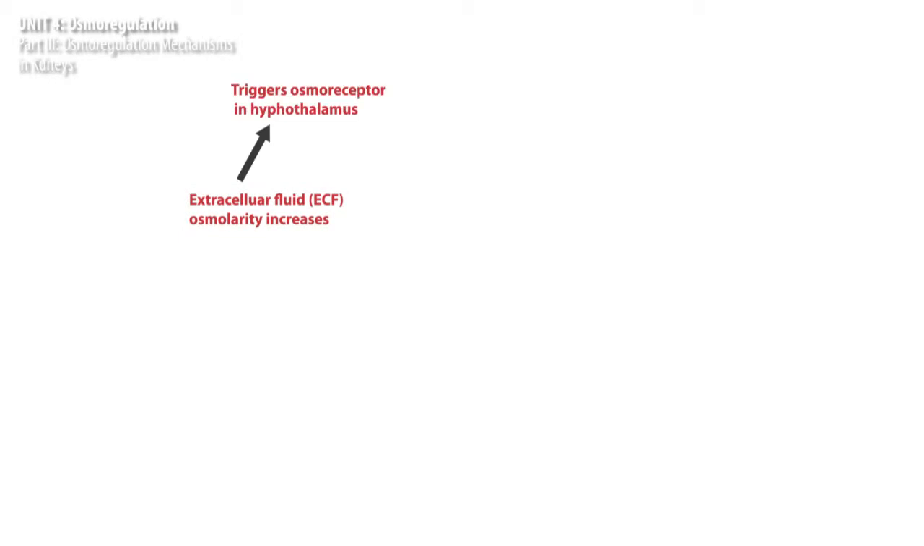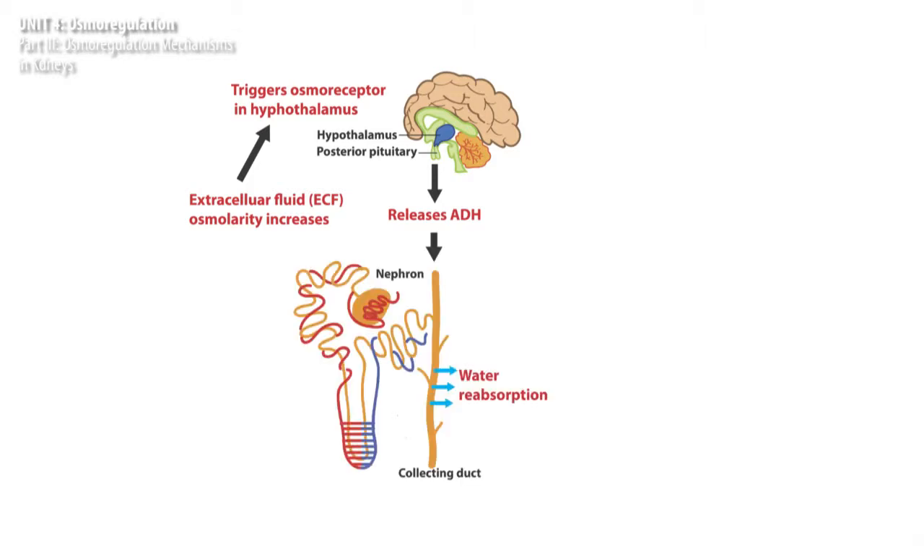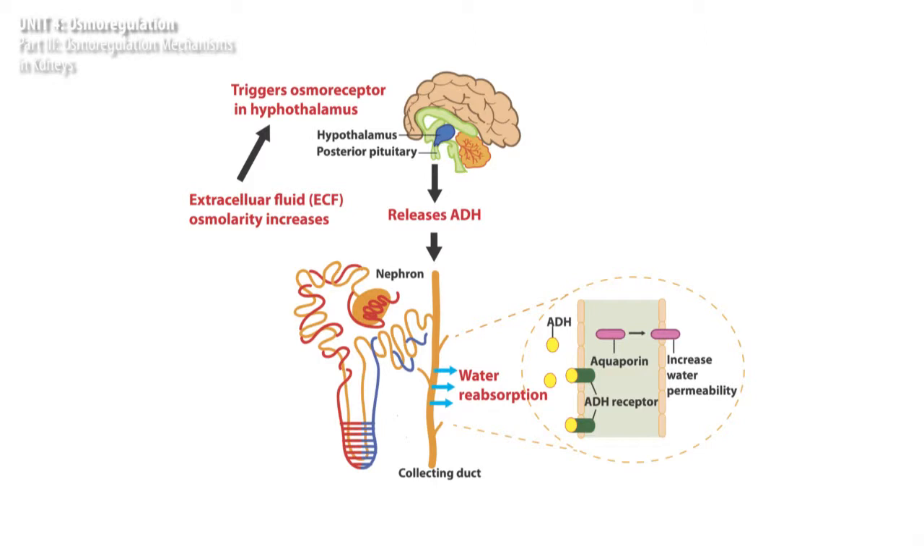Osmoreceptor cells in the hypothalamus are triggered to stimulate the production of ADH, or its secretion from the posterior pituitary gland. So ADH increases the water reabsorption in the collecting ducts of the kidney. How does ADH work? ADH will bind to its receptors on the collecting duct cells and stimulate aquaporin, which is a type of water channel, to translocate to the membrane, and this will allow water permeability for water reabsorption in the kidney.